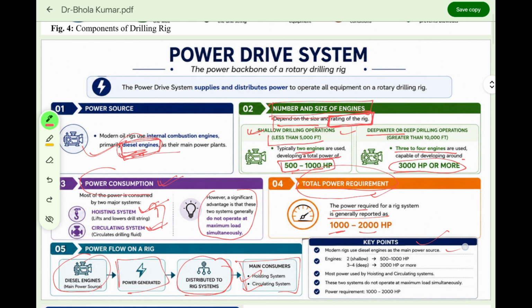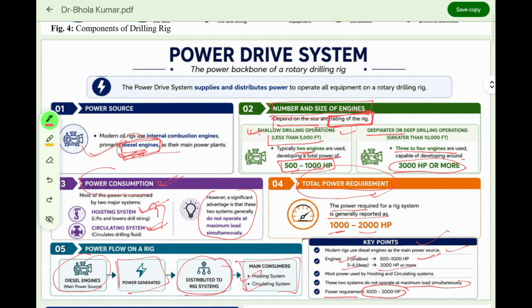A modern rig uses an IC engine, which is nothing but a diesel engine. If you have a shallow depth, then you require 500 to 1000 horsepower. If you have a deeper depth, then more than 3000 horsepower is required. Most of the power is used by the hoisting and the circulating systems, as I've already discussed. These two systems do not operate at maximum load simultaneously, meaning not continuously together. And this power requirement is reported in the literature, right? So this is all about this slide.